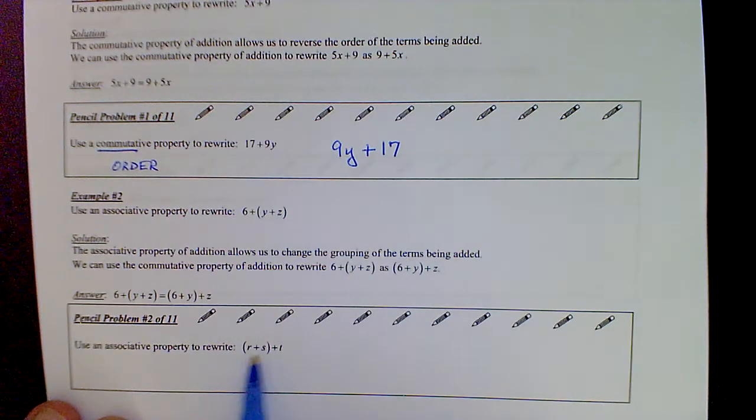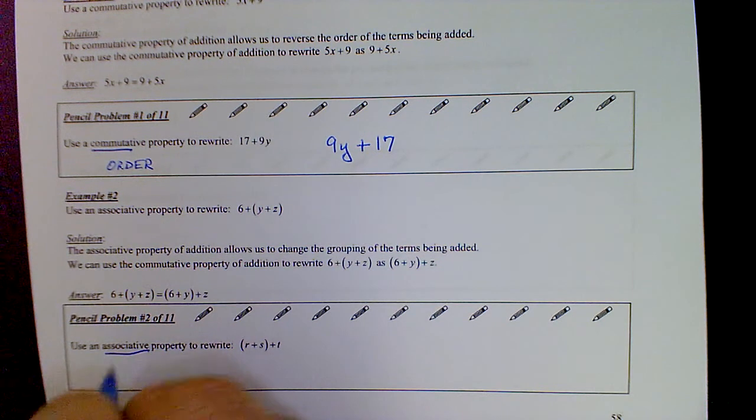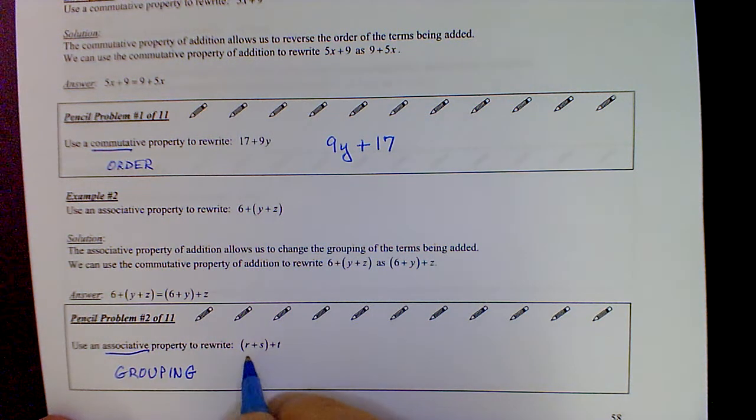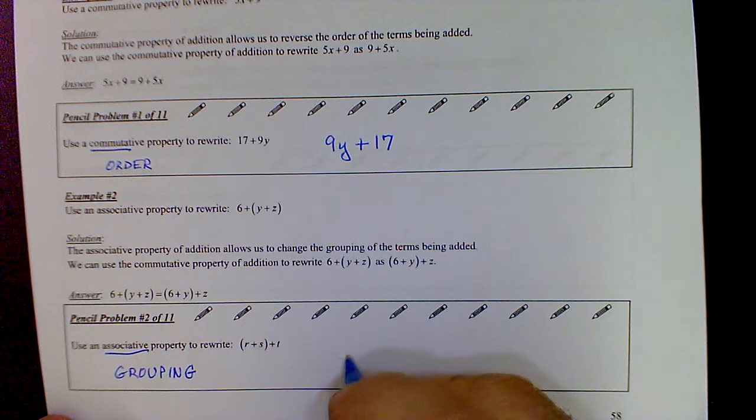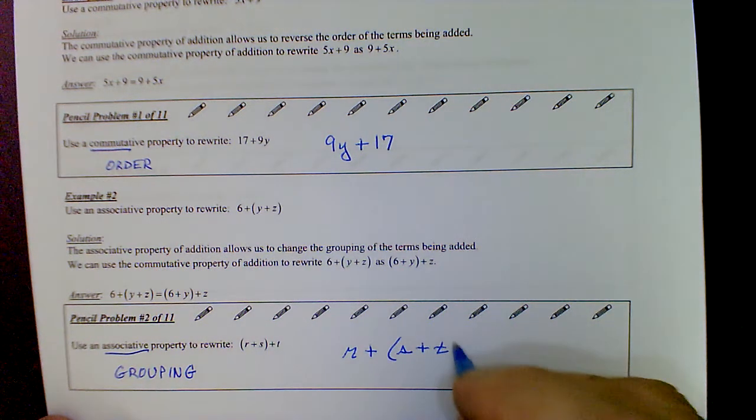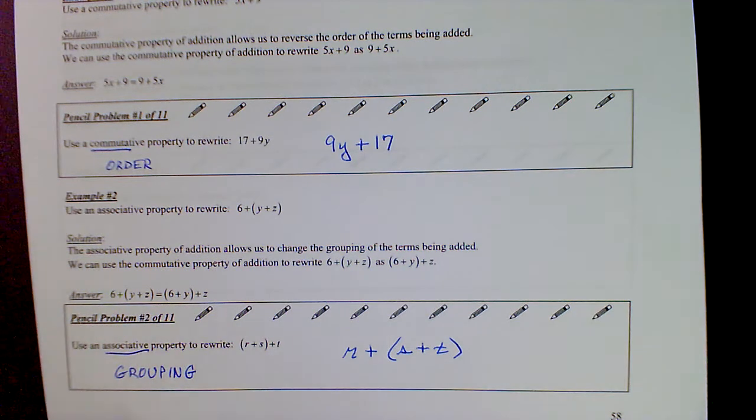Second example, pencil problem. We've got some parentheses. Parentheses indicate grouping, and it mentions associative. So grouping. And instead of grouping the R and the S together, we'll write the R separate and group the S and the T. And that would be using the associative property.